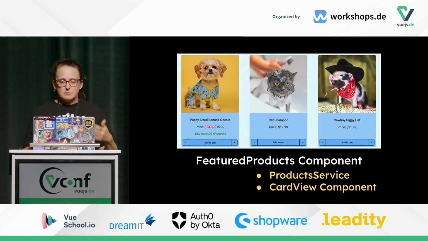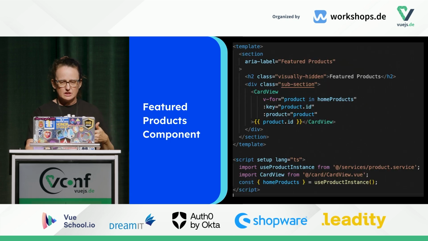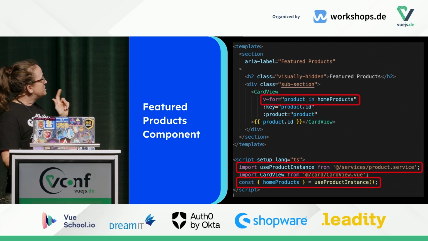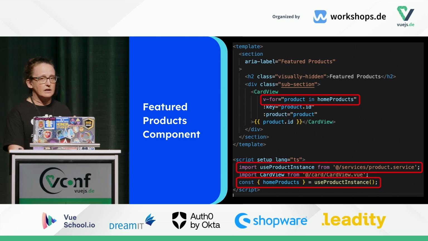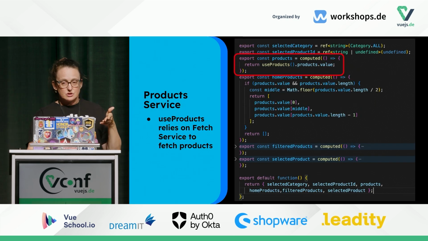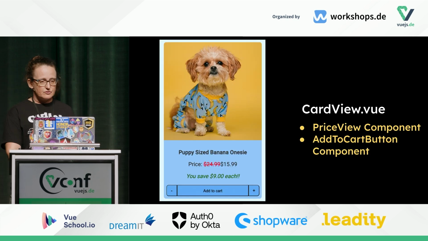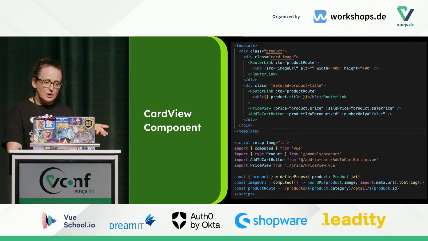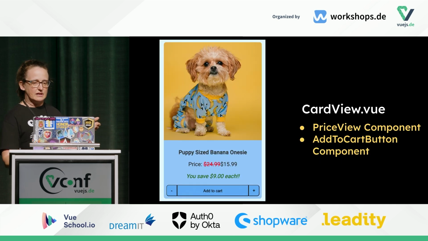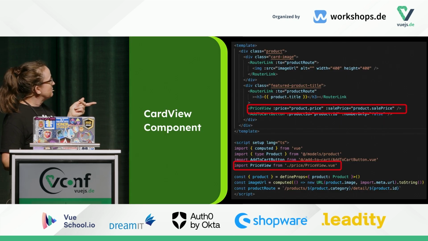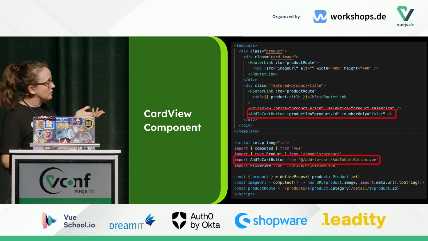So the featured products component has two dependencies, the product service and the card view component. So if we look at the code for that, we can see that it's importing the card view, and then it's using the product service to get the home products. The product service is using use products, which relies on a fetch service under the hood. And so that's where we're actually getting our products from. And then the card view component has a dependency, sorry, I went a little fast, on two different components. So our price view component here is being imported, and so is our add to cart button component.